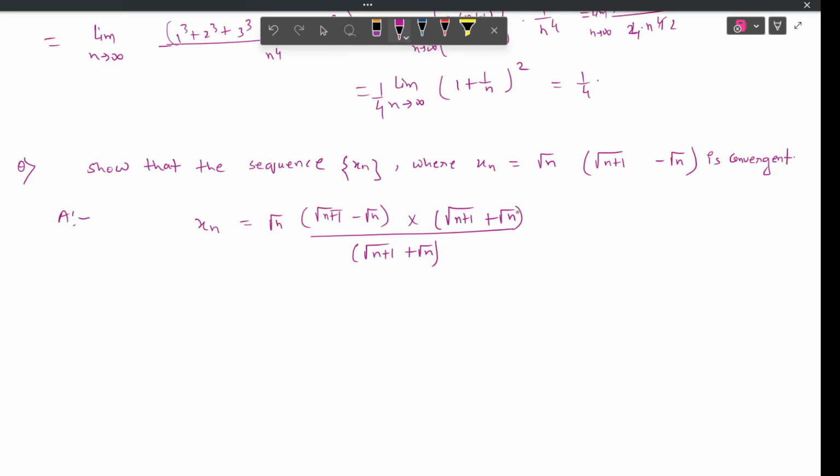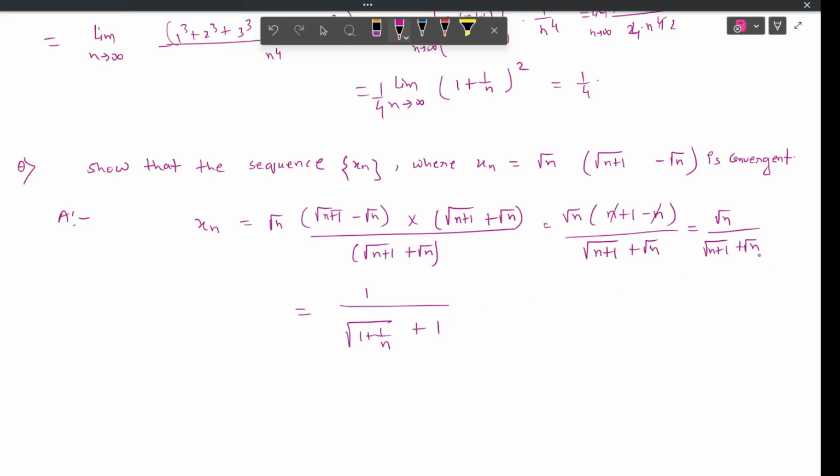So it will be a minus b, a plus b, that is a square minus b square. So square root of n and a square minus b square. Square root of n plus 1 square is n plus 1, and square root of n square is n, divided by square root of n plus 1 plus square root of n. So n cancels out. It will be square root of n by square root of n plus 1 plus square root of n. If you divide by square root of n in the denominator, it will be 1 by square root of n plus 1 by n, and outside it is 1. Square root of n by square root of n is 1.